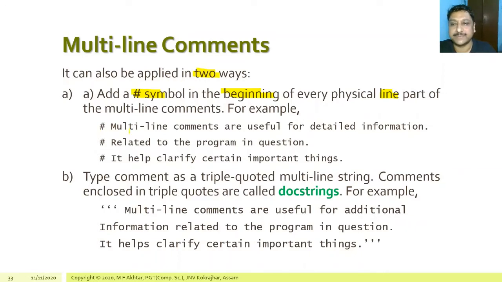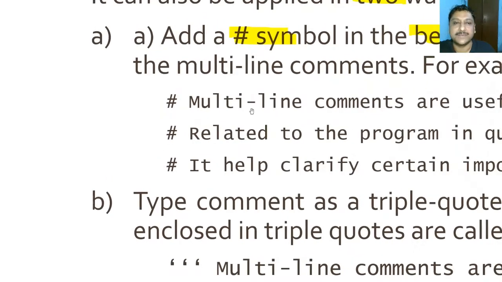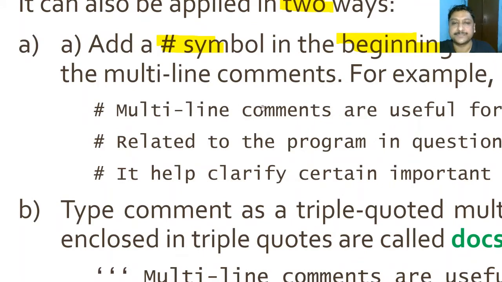Say, for example, this is the example. A hash symbol is given on each and every line. Here each line starts with a hash symbol. Then more than one line of comments is given here. That's why it is a multi-line comment.